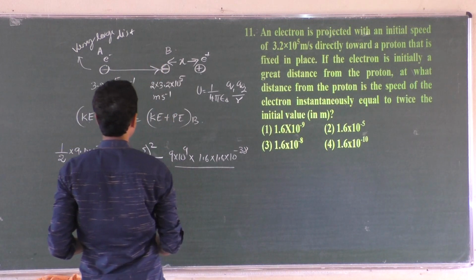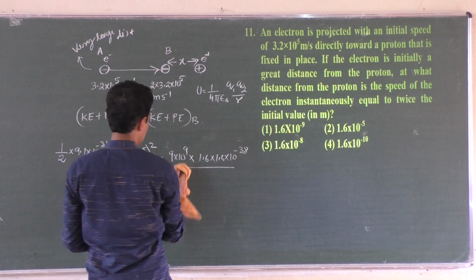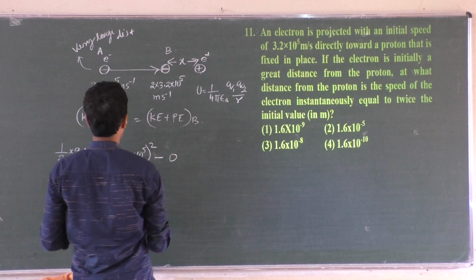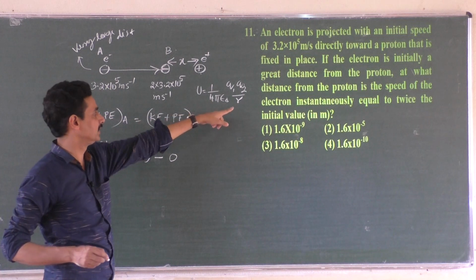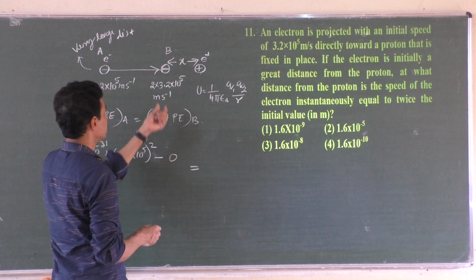Distance, of course, is very large, so this is 0. I need not write this, minus 0. Potential energy here is 0 because it is at a very large distance. R becomes infinity, so that becomes 0. That is equal to kinetic energy plus potential energy at B.